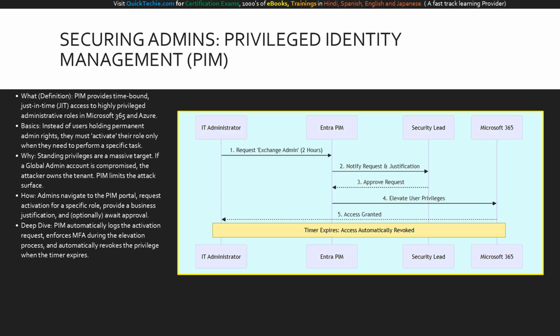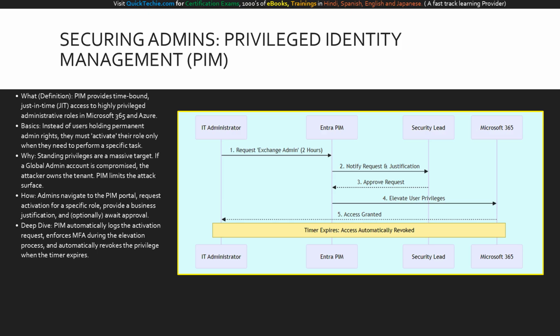To solve this, we deploy Privileged Identity Management, or PIM. PIM enforces just-in-time access. Under this model, you do not have administrative rights during your normal day-to-day work. When you need to make a system change, you go to the PIM portal and request to activate your role.